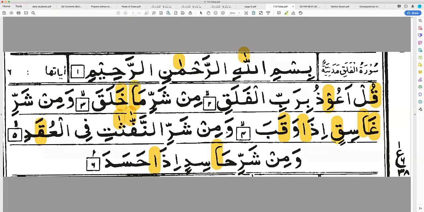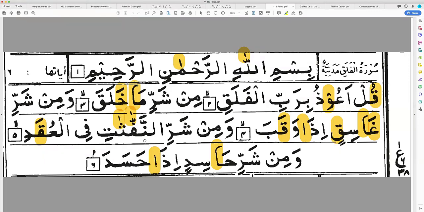Wa min sharri ghasiqin idha waqab. Okay, well done. We will practice on getting the pronunciation of this letter right as we go along, okay? Wa min sharrin. Well done.